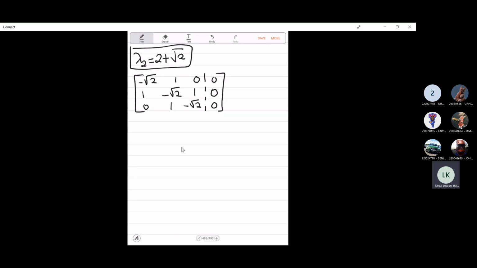So here we need to perform some row operations. So we can start with seeing what will be the easiest thing to do. Okay, we can make this one here a 0.